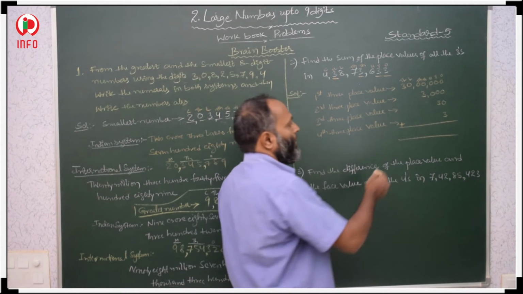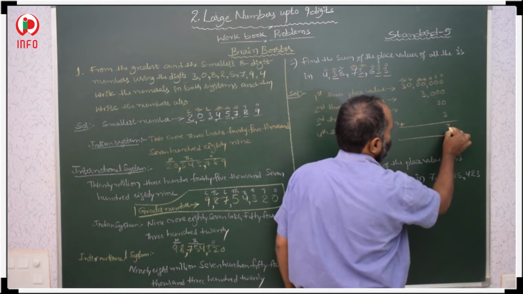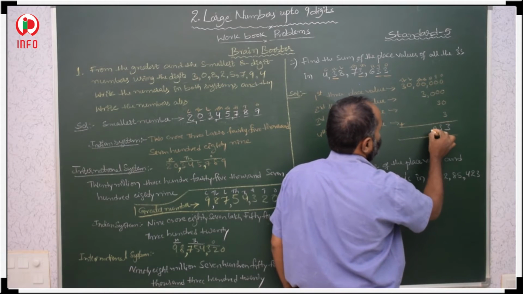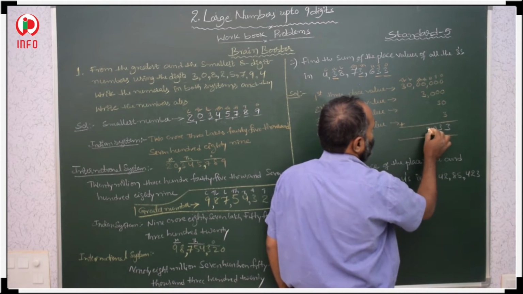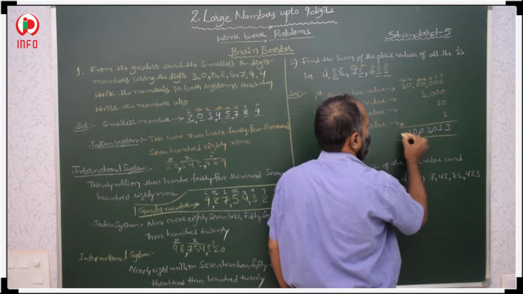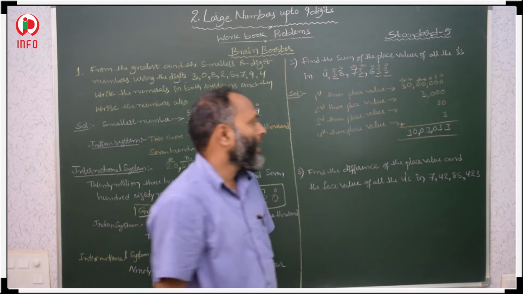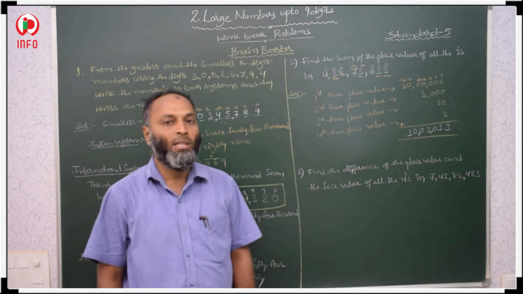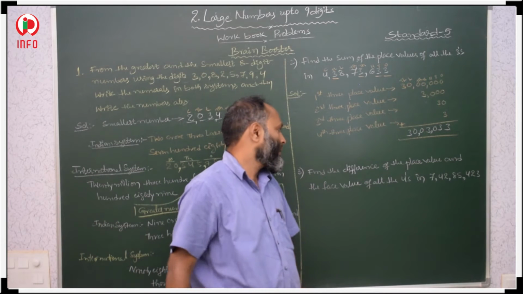Now you add all. In this place 3, in this place 3, in this place 0, and after the comma here 3, and here 0, and here 0, here 3. The sum is 30 lakhs 3033. 30 lakhs 3033 we will get. Okay.